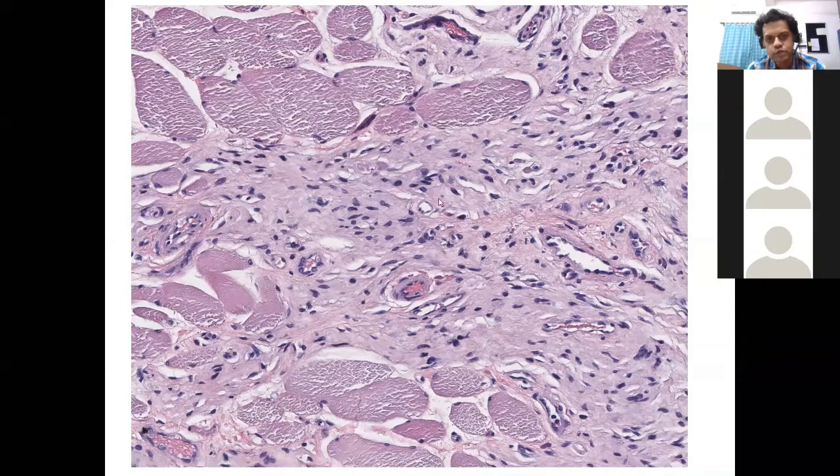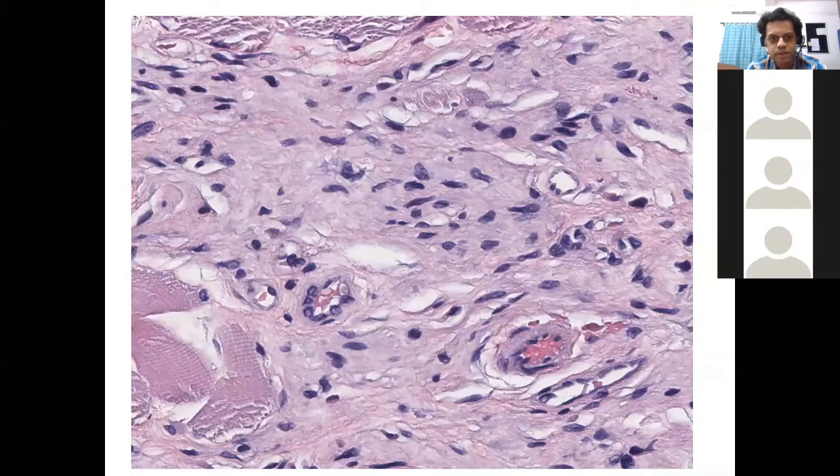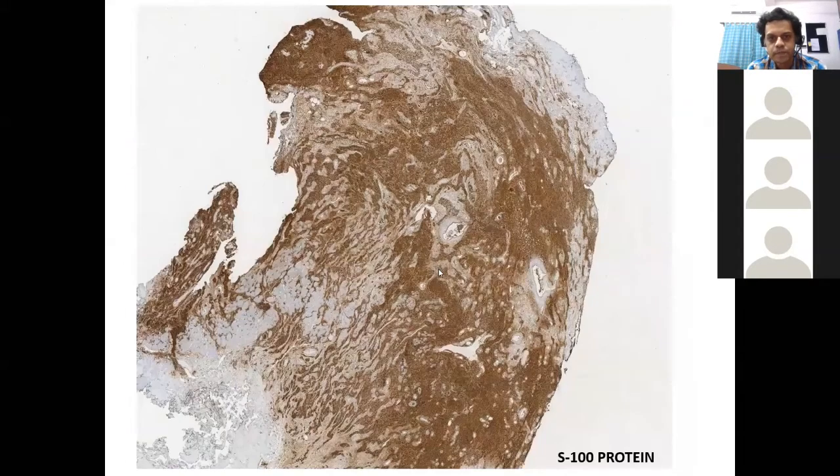So you see the entrapment of the skeletal muscle bundles. For the first year, this is how you will identify a skeletal muscle bundle. Between a skeletal muscle and a smooth muscle bundle, if you see these striations, it has to be skeletal. So there is this entrapment by the spindle to rounded cells. Nice striations are seen. So there are these entrapping elements. And you do an S100 and it will be strongly positive.